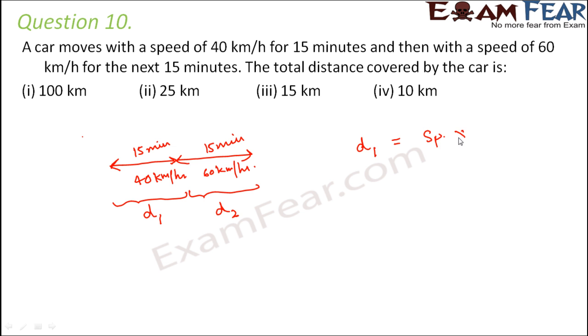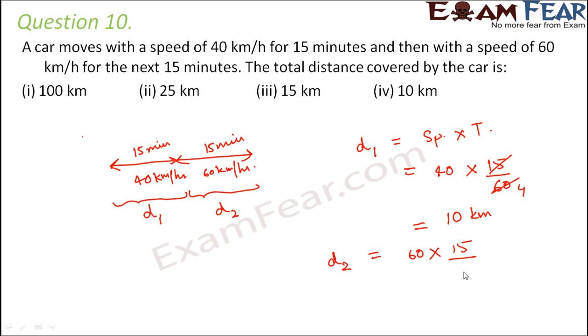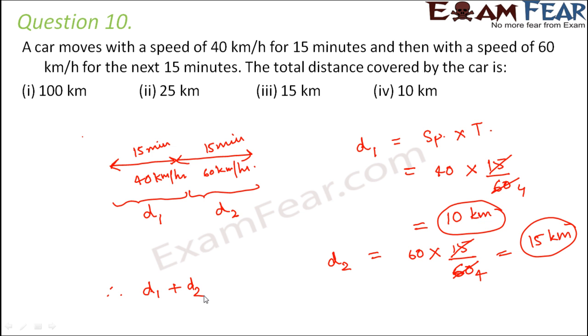So what would be d1? Distance will be equal to speed into time. Speed is 40 km per hour and time is 15 minutes. So we will convert this also into hours. So 15 by 60, this would be 1 by 4. So this is equal to 10 kilometers. Similarly, let's find d2, which will be equal to speed into time. Speed is 60 km per hour and time is again 15 minutes, which is 15 by 60, so 1 by 4. So this would be 15 kilometers. So d1 and d2 are 10 and 15 kilometers. Therefore, the total distance would be equal to d1 plus d2, which is 10 plus 15, that is 25 kilometers. So 25 kilometers would be the right answer.